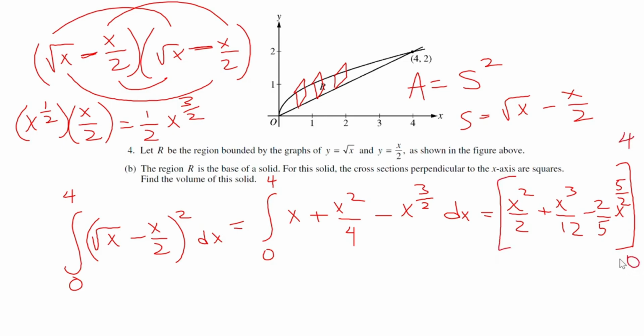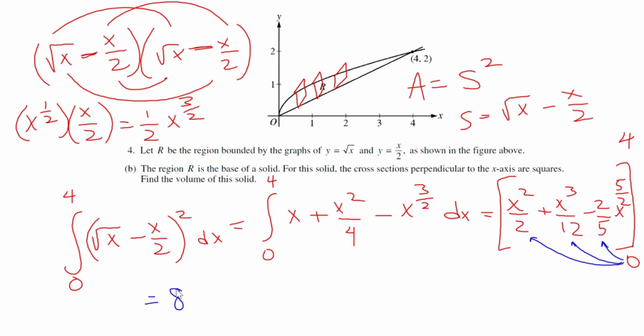The nice thing is when we plug in 0 to each of these, and make sure you always check this because it's not always true, but in this case, when I plug in 0, I just get 0. So really all I have to do is just evaluate each of those at 4 and find the answer. So 4 squared is 16. 16 over 2 is 8.